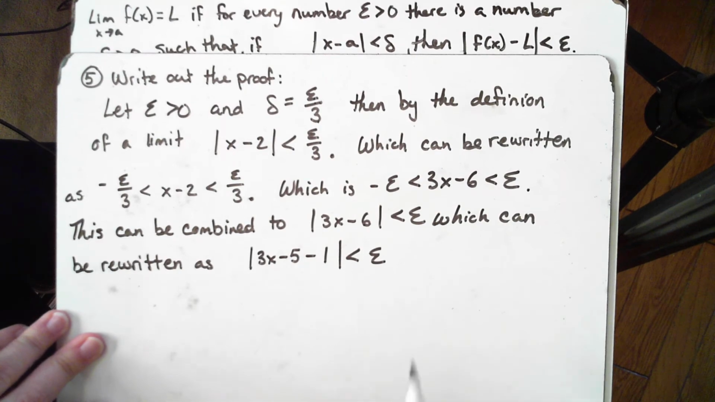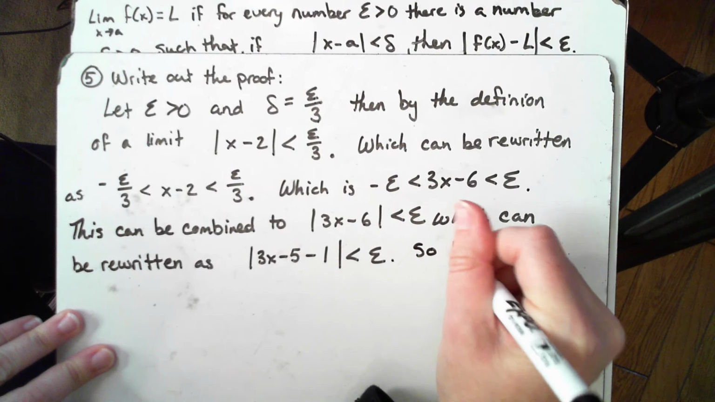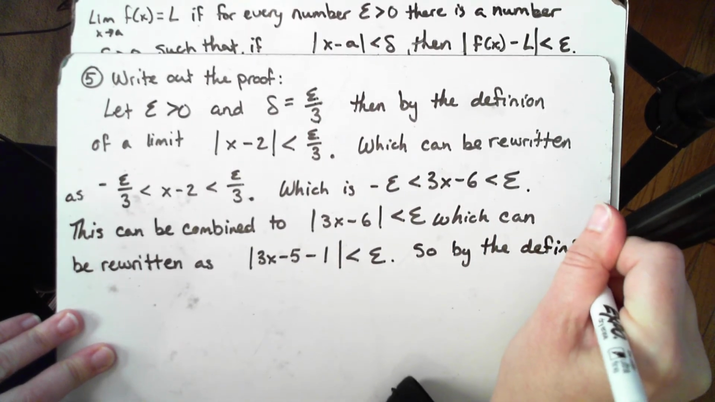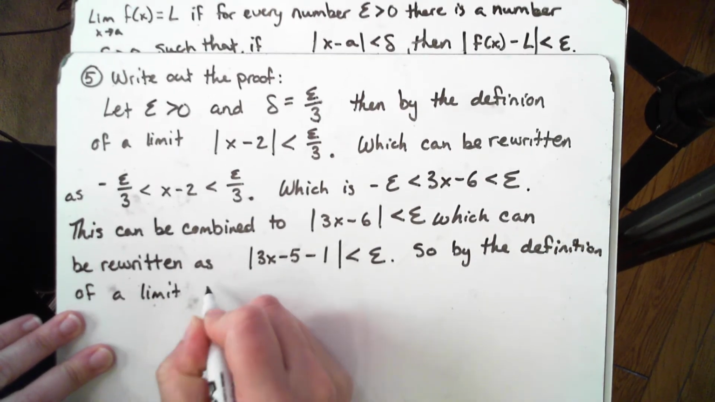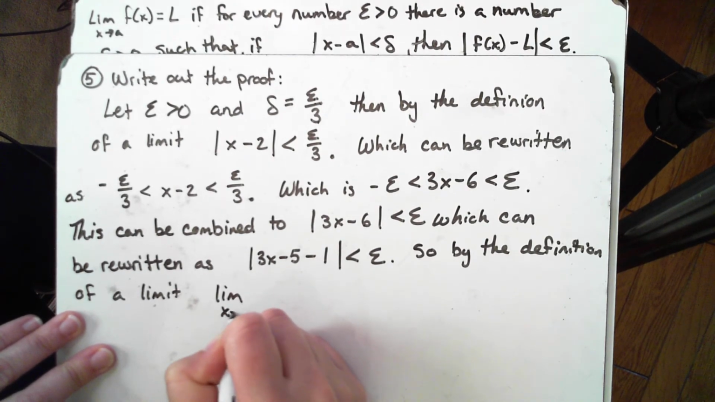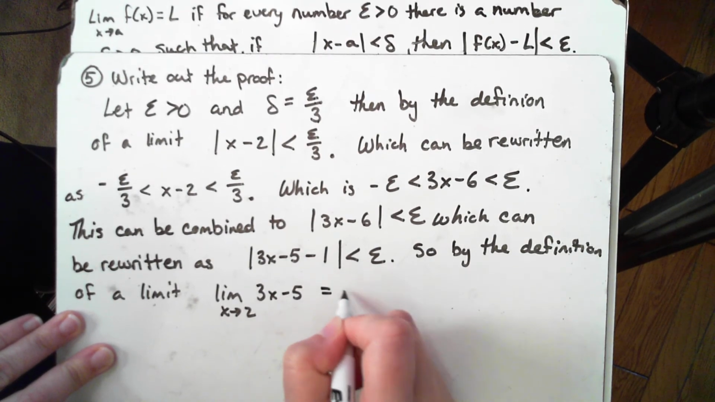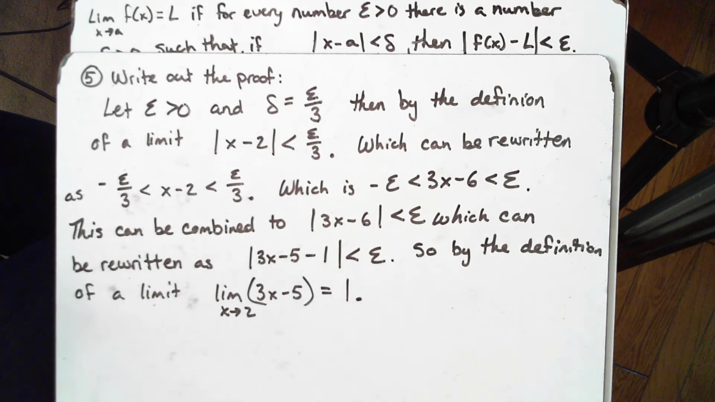So finally, as a final summary, by the definition of a limit, the limit as x approaches 2 of 3x minus 5 equals 1. And that's my proof. So make sure if you have any questions, you ask me about it, because this is kind of an odd process. So don't forget to bring those questions to class.